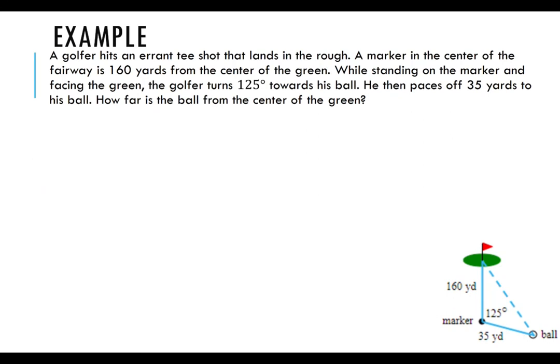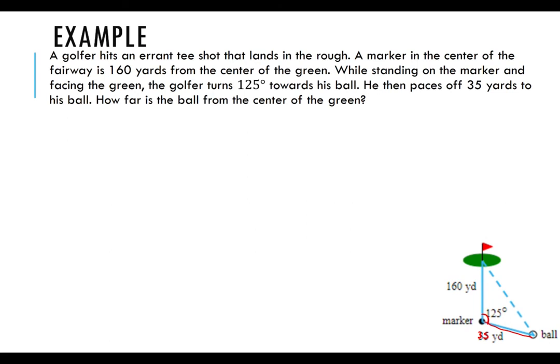So some application problems. A golfer hits an errant tee shot that lands in the rough. A marker in the center of the fairway is 160 yards from the center of the green. While standing on the marker and facing the green, the golfer turns 125 degrees towards his ball. He then paces off 35 yards to his ball. How far is the ball from the center of the green?